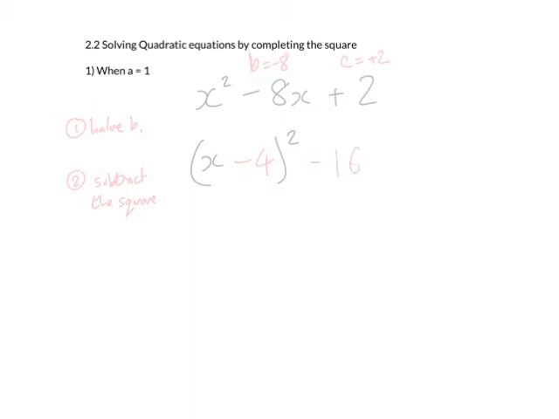So step 1 is halve b. Step 2 is subtract the square of that. And step 3 is just to carry down whatever c is. That last constant term gets pulled down and sits alongside negative 16. The very final step is to neaten things up and to add together negative 16 and positive 2. And we have it in the form of a completed square.